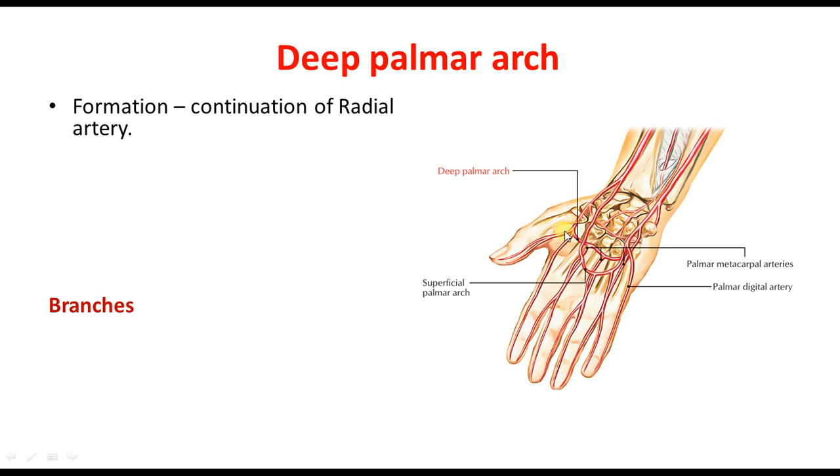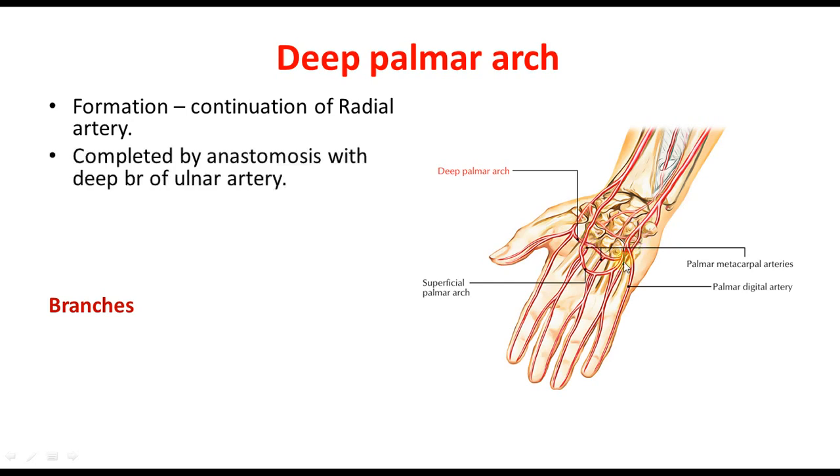radial artery. So while the superficial palmar arch is formed by the continuation of the superficial branch of the ulnar artery, the deep palmar arch is actually formed by the continuation of the radial artery and completed by the deep branch of the ulnar artery. We have already seen the ulnar artery, after passing superficial to the flexor retinaculum, divides into a superficial branch which takes part in the formation of the superficial palmar arch, and a deep branch which completes. So the major contribution to the deep palmar arch is by the radial artery and it is completed by the deep branch of the ulnar artery.